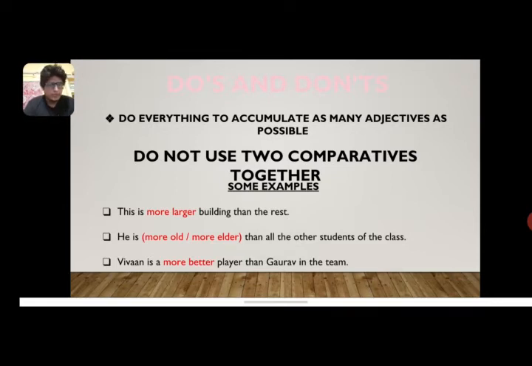So do's and don'ts have to be taken extra care of, and you are good to go.